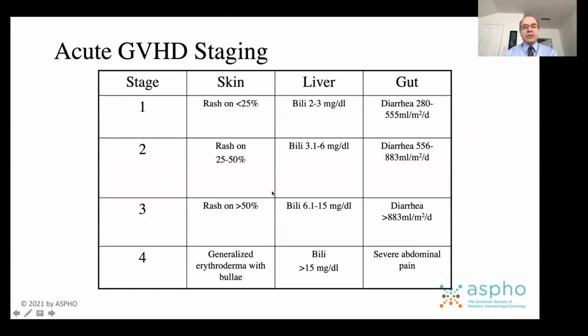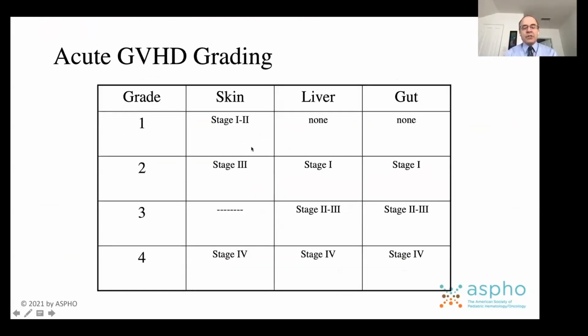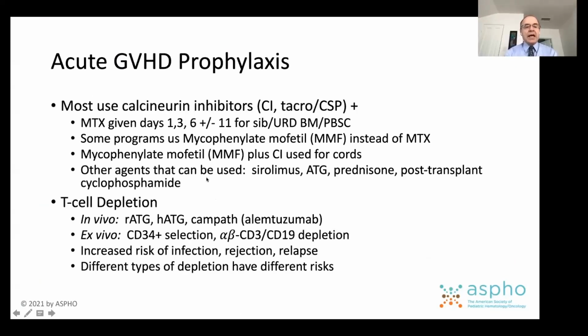Here is acute GVHD staging. As you can see, skin, liver, and gut can be staged individually, and here are the cutoffs. But overall, acute GVHD grading recognizes the fact that some things are more important. For example, low-grade skin is less important, so that gives you a grade 1. And any stage 2 or 3 liver or gut automatically gets you up to higher grades of graft versus host disease. How do you prevent it?